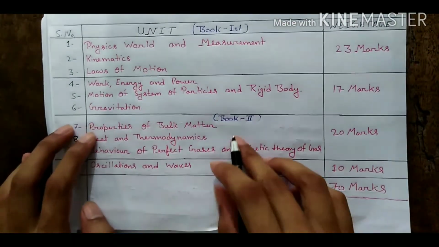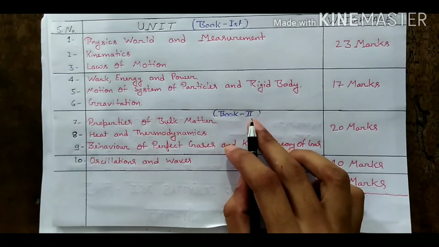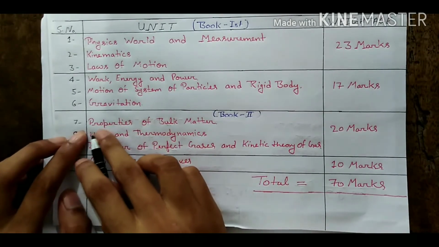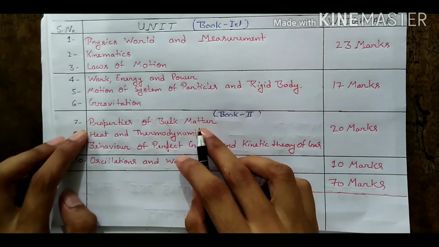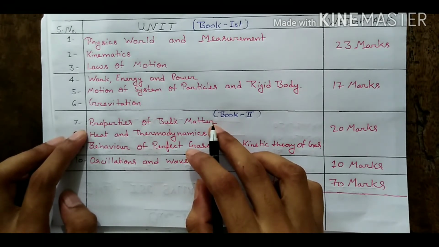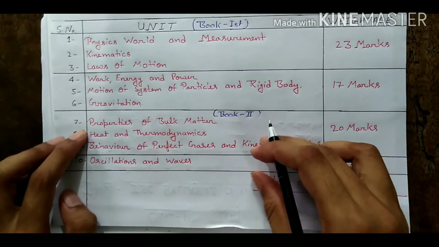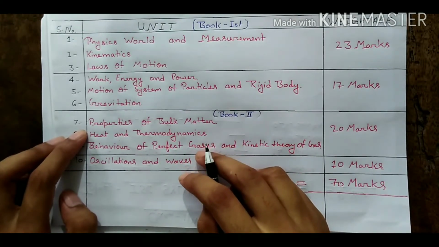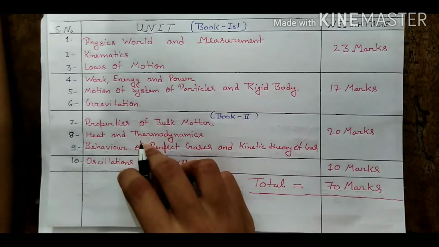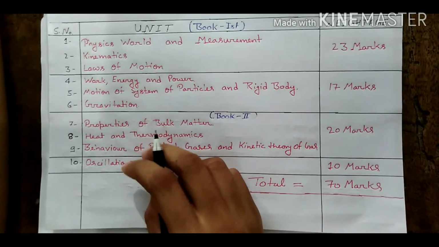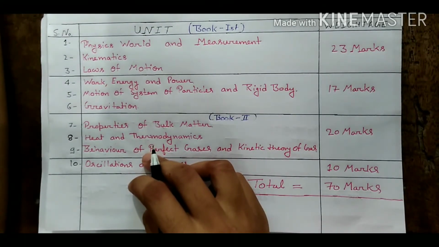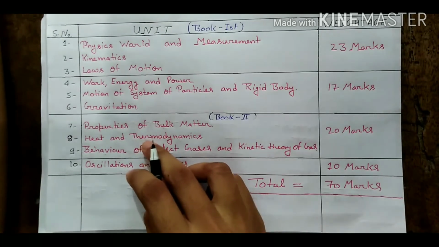Let's see the second volume of your physics book, volume second. Volume second is very important, and in this volume we will study the 7th unit, properties of bulk matter. In properties of bulk matter we will study elasticity, deforming force, stress, strain, Hooke's law, stress strain graph, and pressure, fluid pressure, flow of liquid, surface tension, etc. In the 8th unit, students, heat and thermodynamics, we will study thermal properties of matter, heat transfer, thermodynamics and laws of thermodynamics, isothermal and adiabatic process, heat engine, etc.